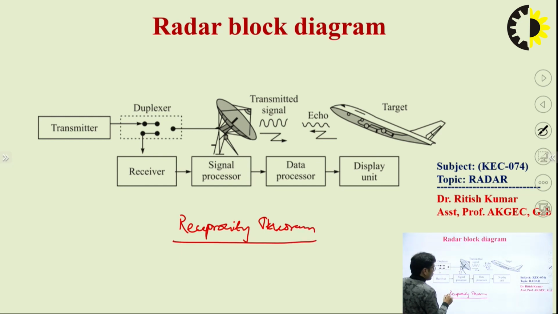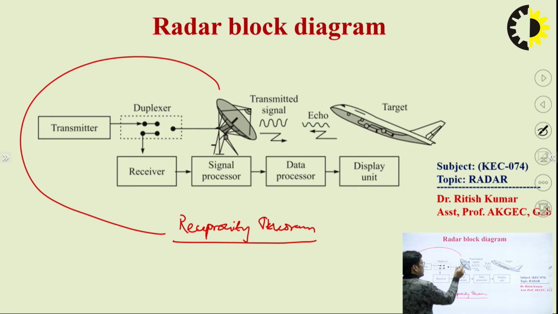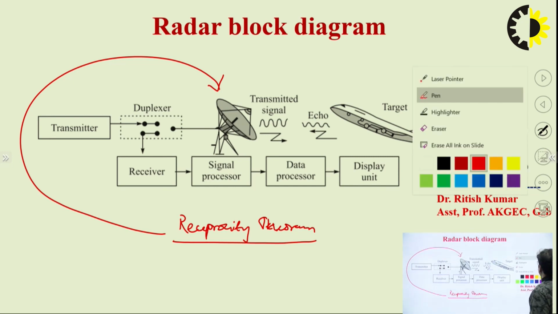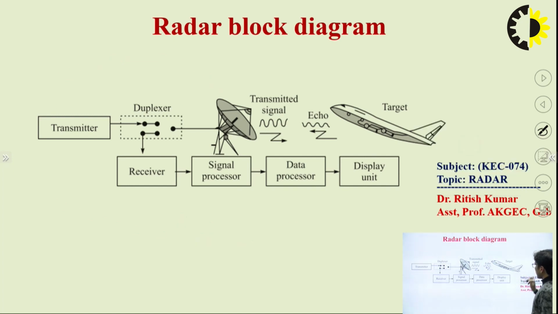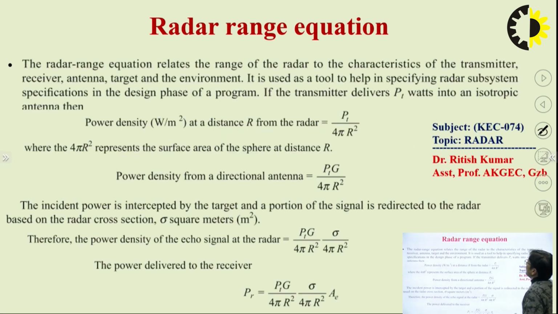So from the reciprocity theorem, this antenna can act as a transmitter and receiver simultaneously. This is the basic knowledge you should know as well. Now in the next slide I will discuss the radar range equation. As I told you, with the help of the radar you can decide the range of the target, and for this, here is a derivation of how we are able to decide the range of the target.